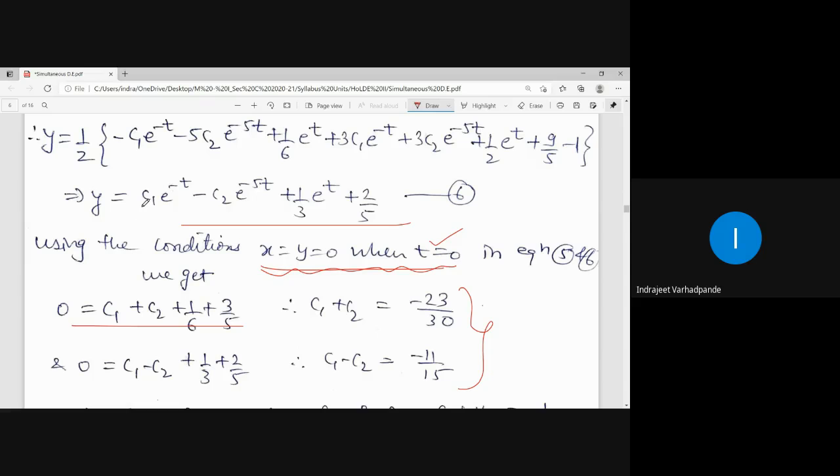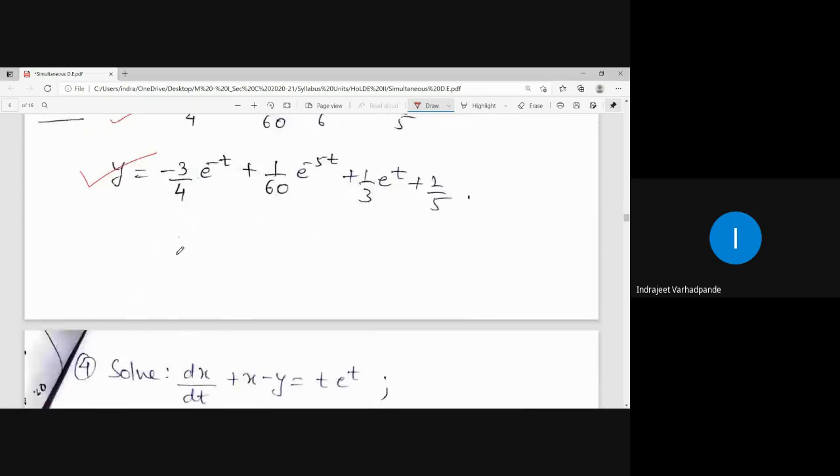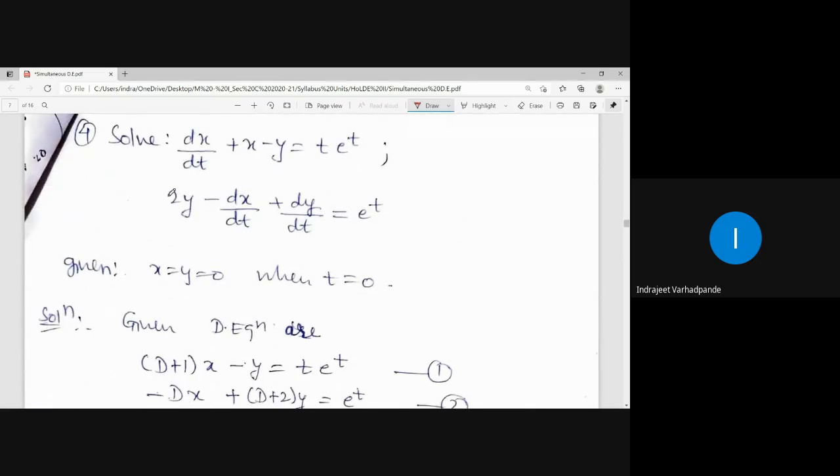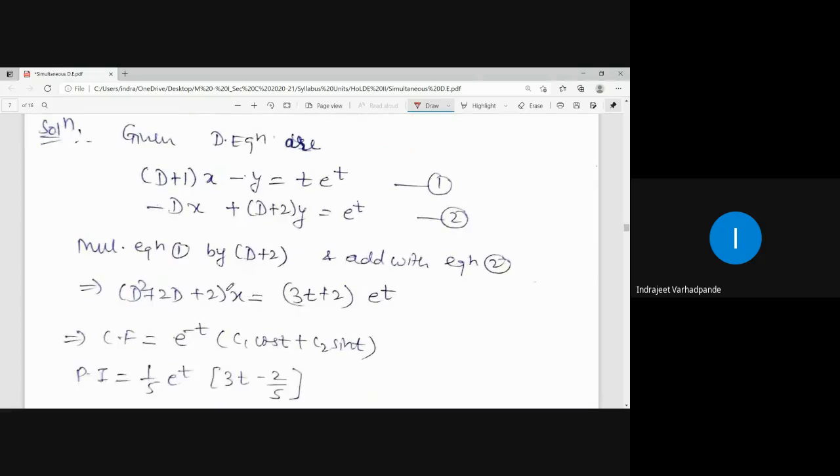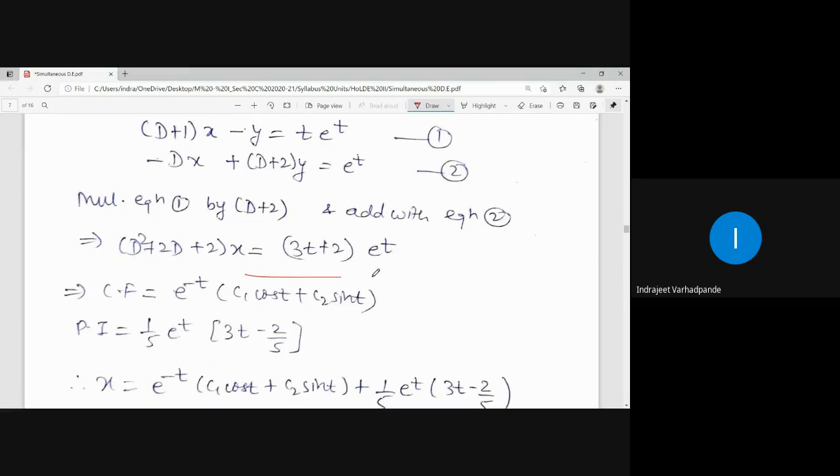So this problem will also become clear, how it is to be done. So these are certain problems for practice I have given to you. One of the questions will contain this. I have just mentioned the operator form and given you the hint how it is to be eliminated.